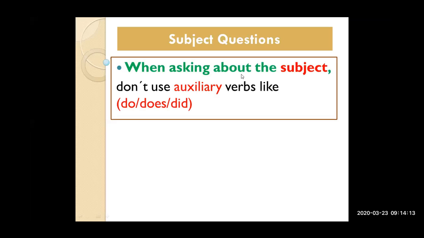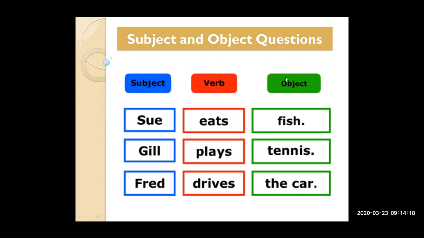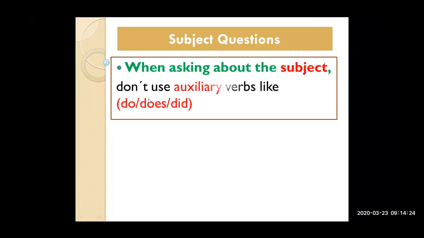The first note, please focus. When asking about the subject, do you know the subject? The subject is the first part. When asking about the subject, don't use auxiliary verbs. Auxiliary verbs means helping verbs like do, does, and did. Again, when asking about subjects, don't use auxiliary verbs like do, does, and did.